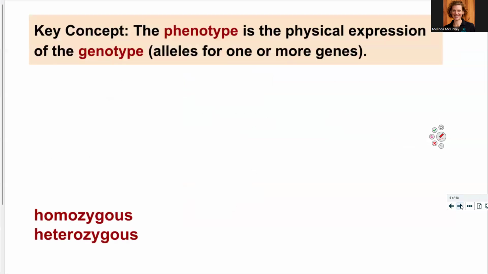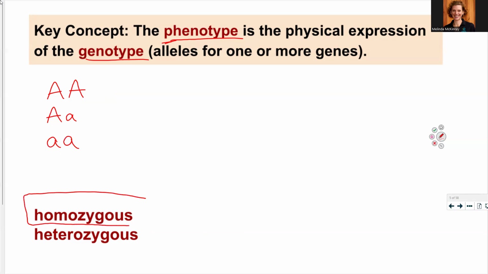The phenotype, P, think physical. It's the physical expression of a gene. Genotype, that's the pair of alleles that an individual has. So for example, if we go back to the other one, there's three examples here. If you have two of the same alleles, homo is the same. So that's homozygous is what we would call that. So that would be this case here and this case here.